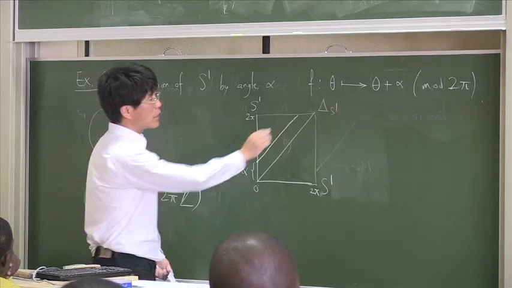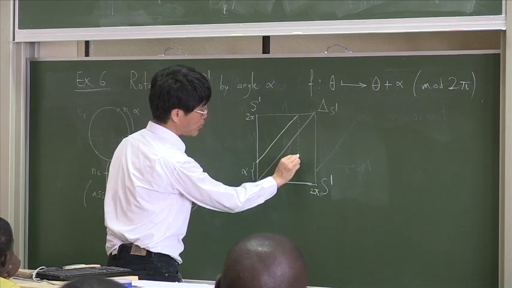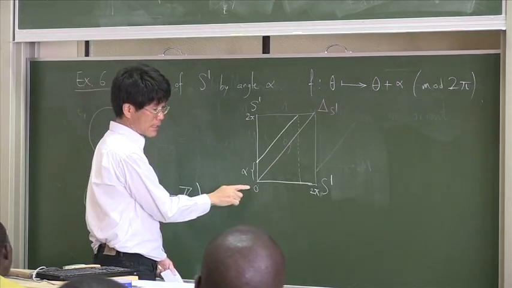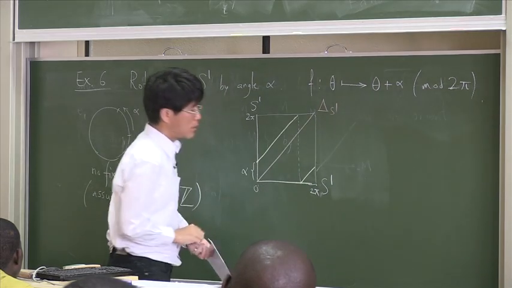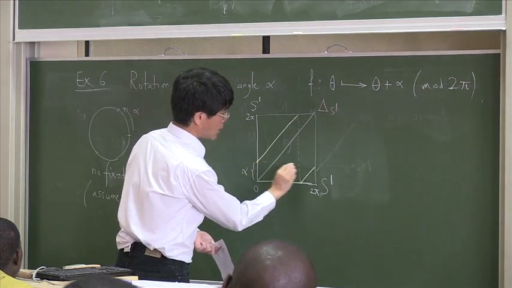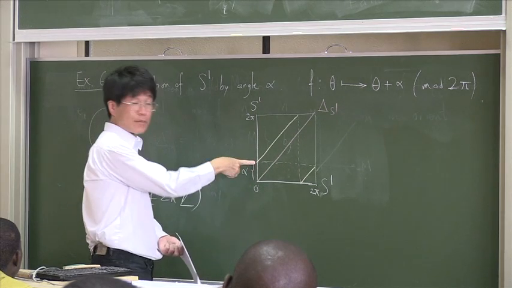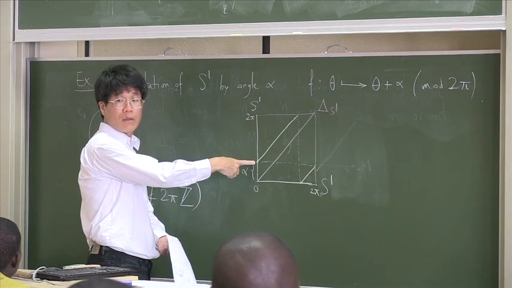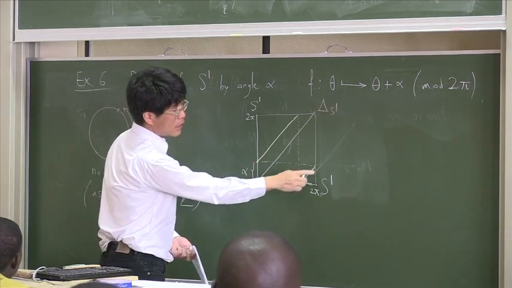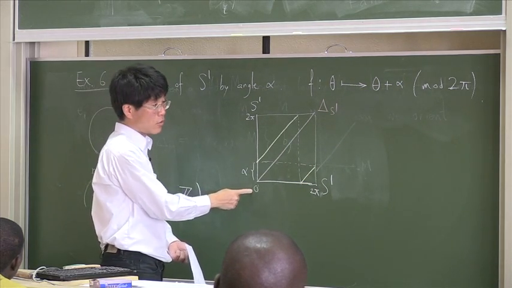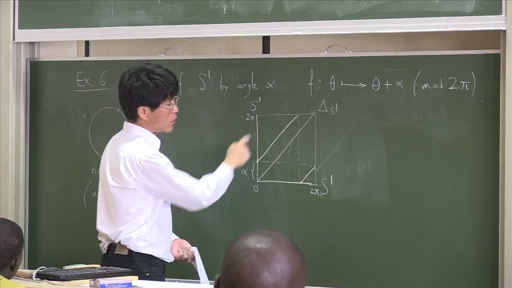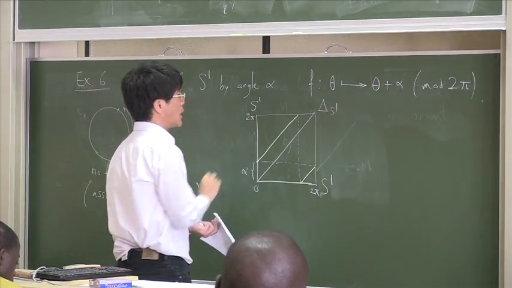But then what happens when I reach here? Well, you see, this point, point 2 pi, is the same point as this. So I reappear here. It's a periodic picture. And this point is the same point as this point. Okay? Is that clear? Because at this point, the x coordinate is 2 pi, but it's the same thing as 0 on a circle, and the y component is the same. So that's the picture of the graph of f.